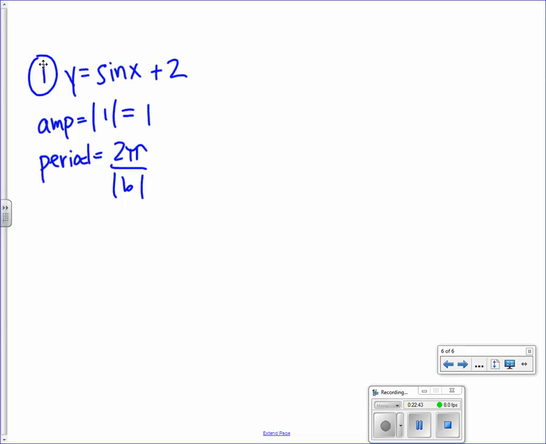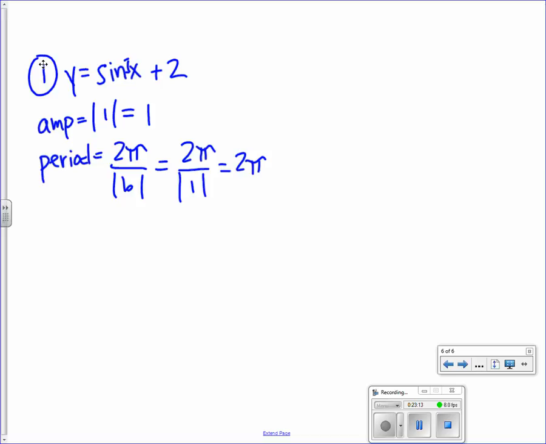The period is always 2 pi over the absolute value of b. And b is always multiplying to the x. It's between sine and the x. So what is it? It's 1, right? So 2 pi divided by the absolute value of 1 is just 2 pi. Right? Questions so far? Yeah, how did you get the 1? Because the number multiplying to the x is just this invisible 1. If there's not a number there, it's always 1.